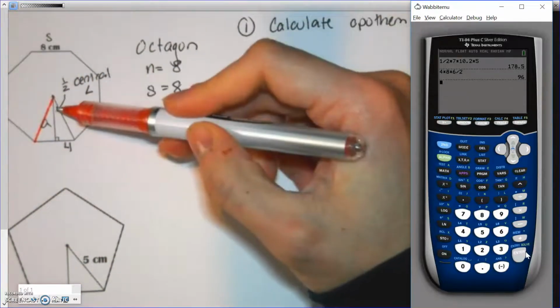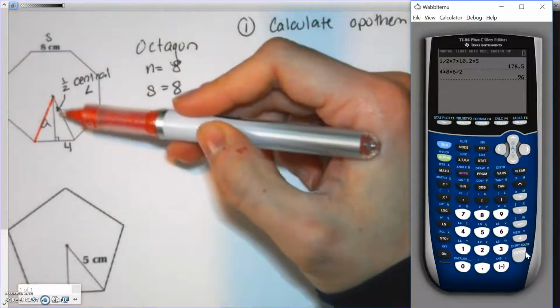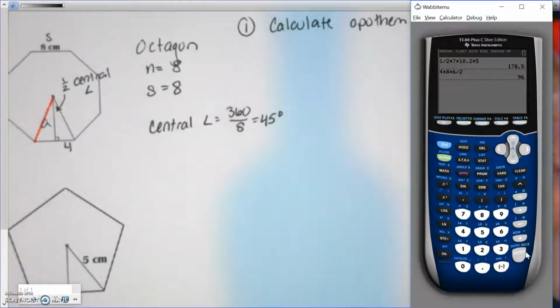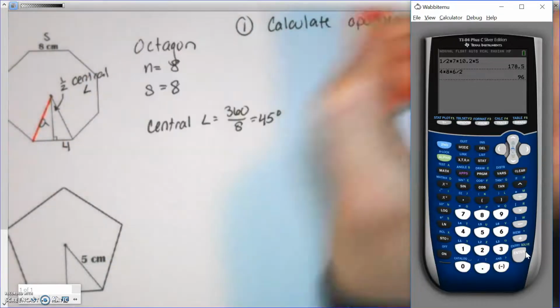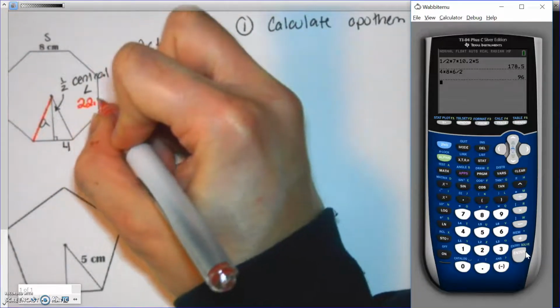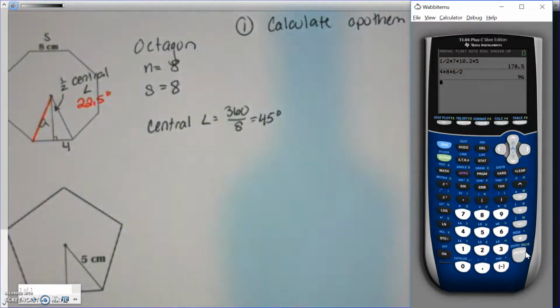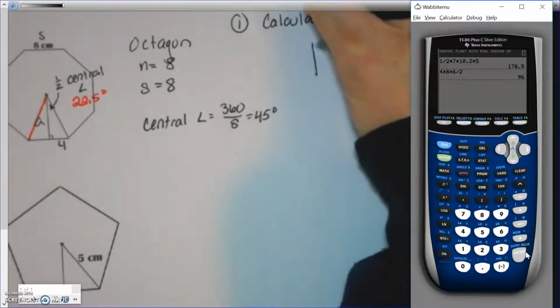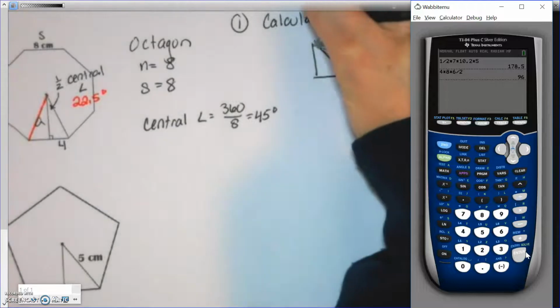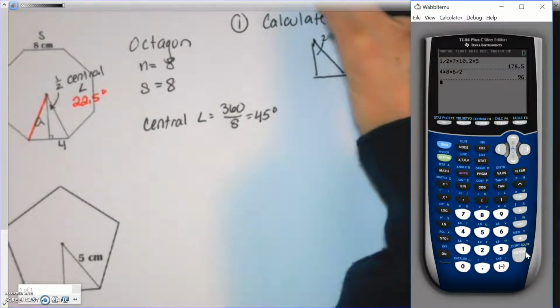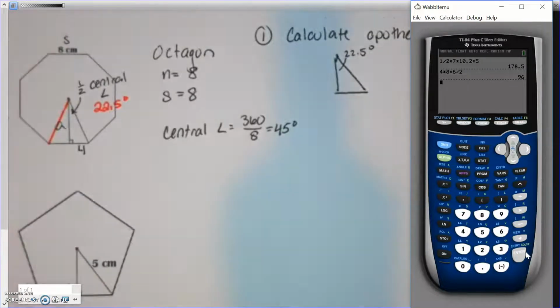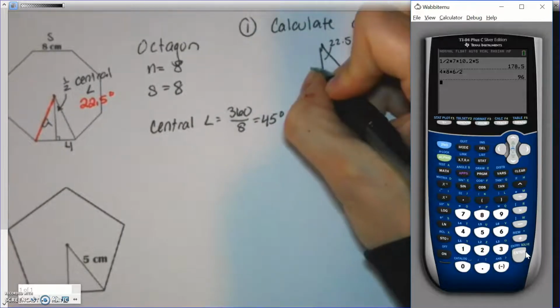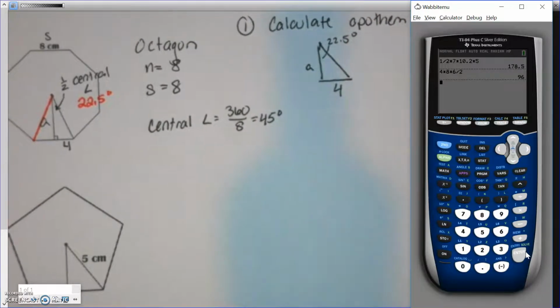And we want to remember our central angle would be this entire triangle. But I just want to have this part of it so that I can use the fact that it's a right triangle. So this angle right here is actually going to be 22.5 degrees. So now we have a triangle. We know that this angle is 22.5 degrees. We know that the bottom segment is 4, and I want to calculate A.